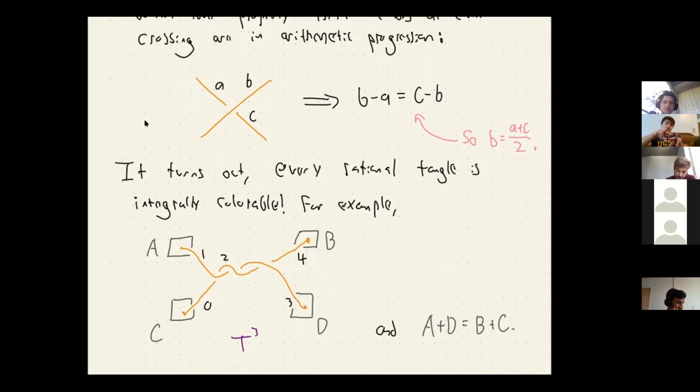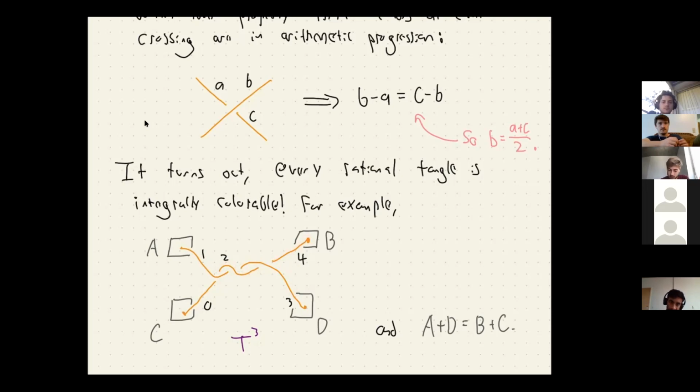I can start at any of the strands and just start assigning colors. Then at each crossing, I pick a new color so that the condition about the arithmetic progression holds. So I've got 0 coming in, I've got 1 going over, so I need to have 2 coming out. And then I've got 2 going like this. At this crossing I can deduce that this strand needs to be 3. And at this crossing I can deduce that this arc needs to be colored 4.